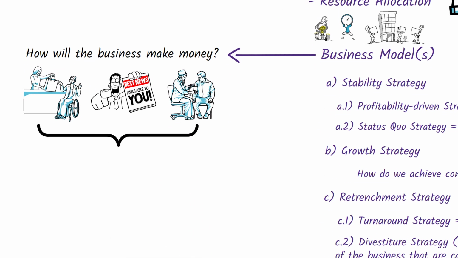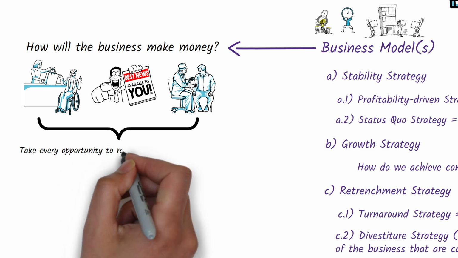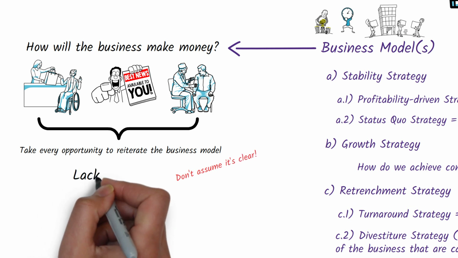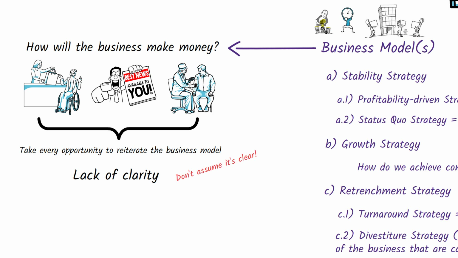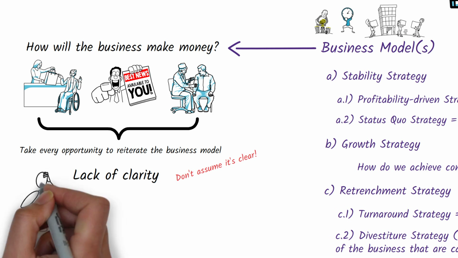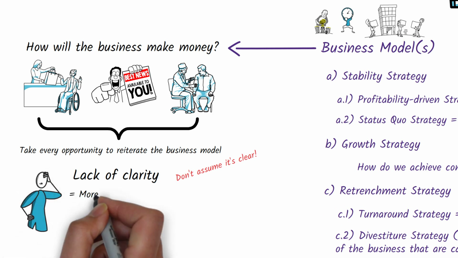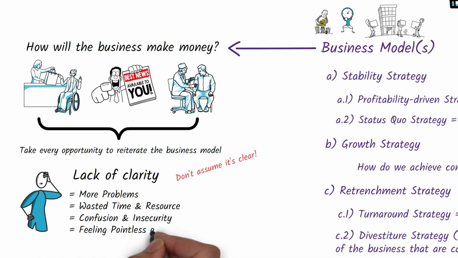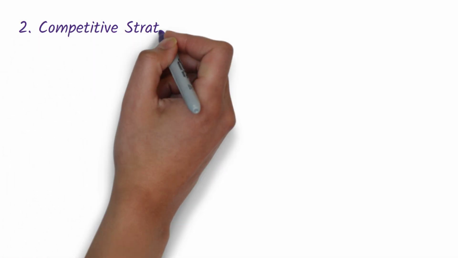I think it's important that in strategic discussions and documents, we take the opportunity to reiterate the business model, because when there is an assumption that people already know how the business makes money, or there is a lack of clarity about how the business makes money, this can lead to a lot of problems and wasted time. Worst of all, people can feel unsure of what they need to do or feel like what they're doing doesn't matter. We also need a competitive strategy.